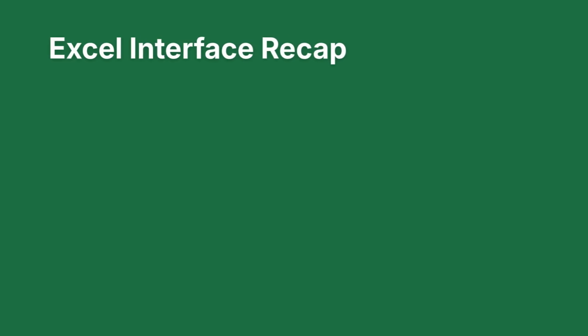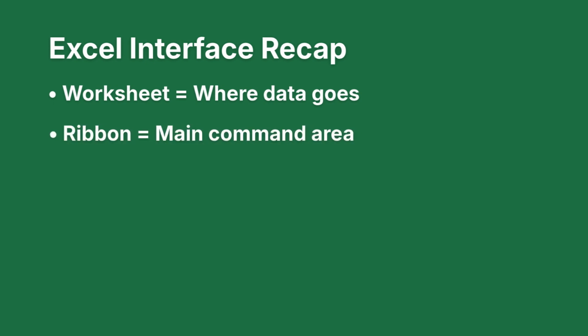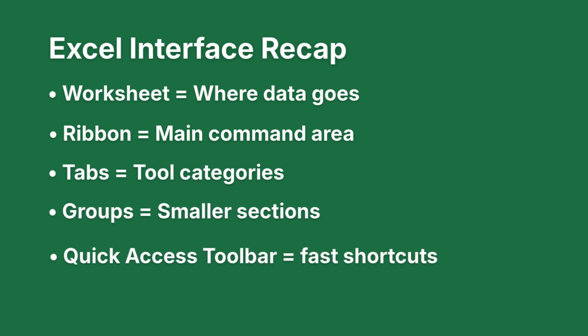Quick recap. The worksheet area is where your data goes. The ribbon is the command area at the top. Tabs organize tools by task. Groups organize related commands. And the Quick Access Toolbar gives you fast shortcuts.